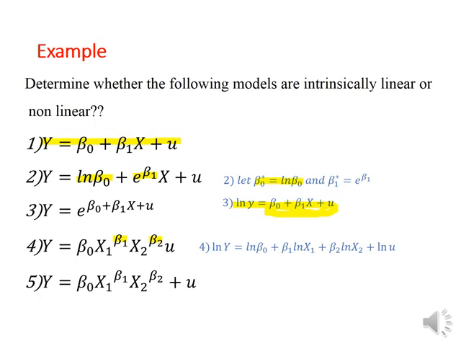And 3 and 4 are called intrinsically linear models. Why? Because using the transformation, I can transform them from nonlinear to linear. So it is intrinsically linear.